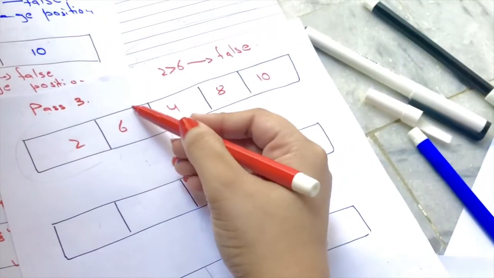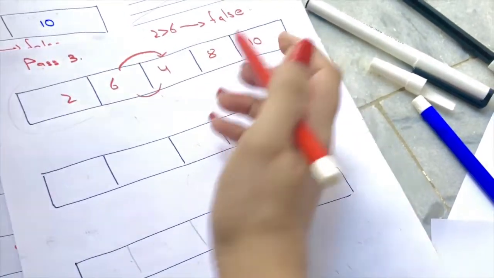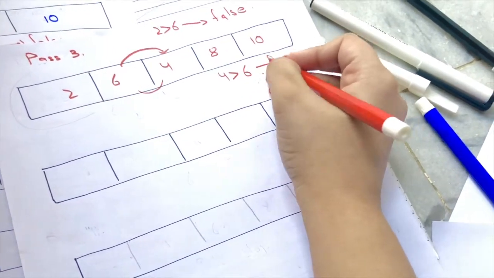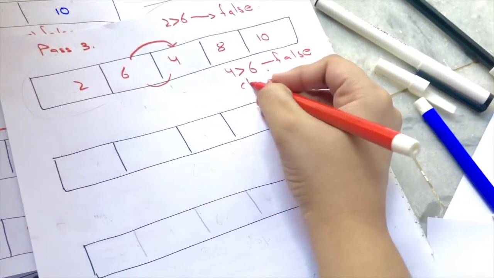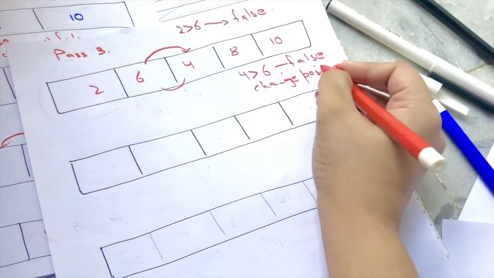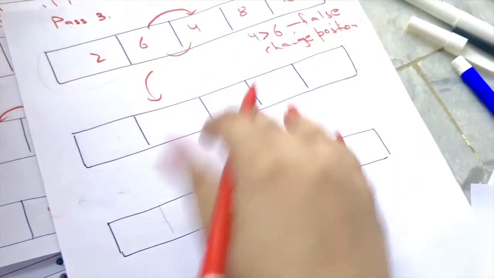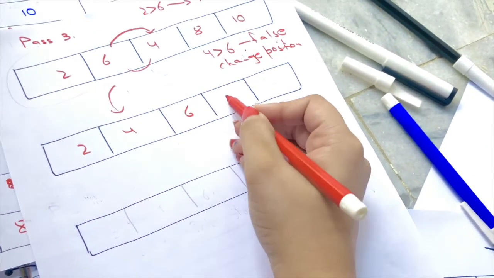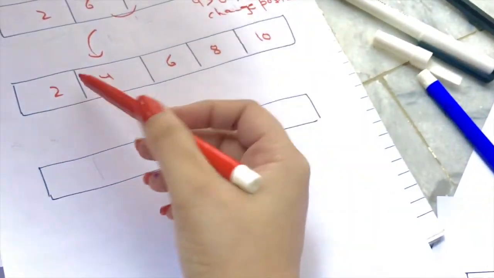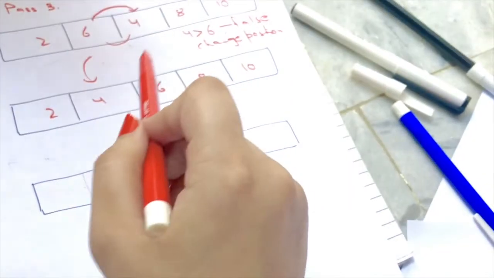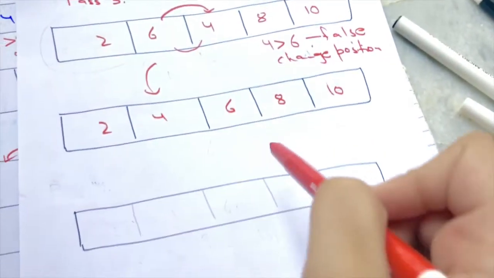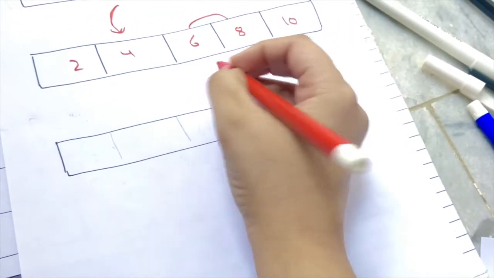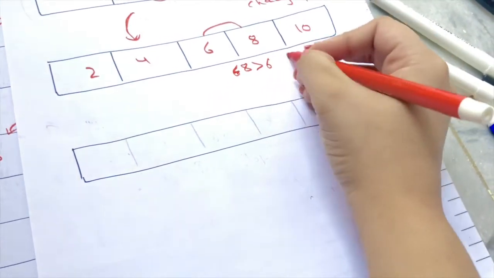Now we are going to apply the same condition on these two elements. So is 4 greater than 6? This is false. That means we need to change position, and our list is transformed into a new list, which becomes 2, 4, 6, 8, 10. Although we know that our list has been completely sorted, the computer does not, right? So the computer still checks the pass to see if it's completely sorted or not. Right, so let's compare 6 with 8. So 8 is greater than 6, it's true.